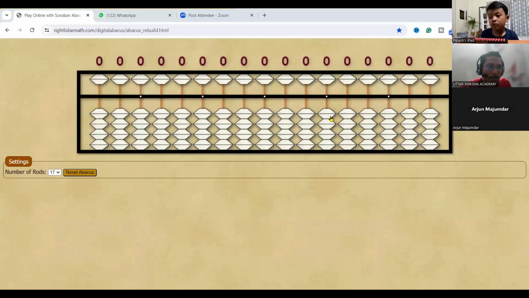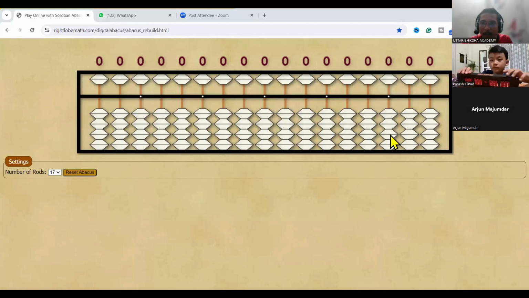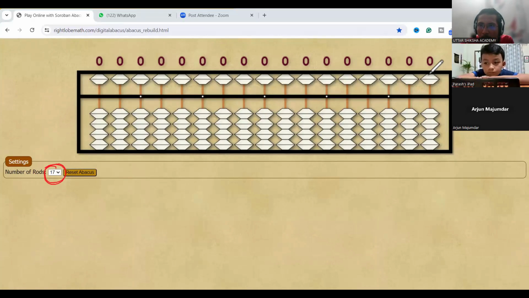You can see the abacus. Okay, just give some time. So now you can see. In your abacus also, since you are also having a 17 rod abacus, I have kept it in 17 rod. The upper beads should be touching the upper part. See, all the upper beads are touching the upper part. So you have to keep your abacus in this manner. All the upper beads should touch the upper part of the abacus.